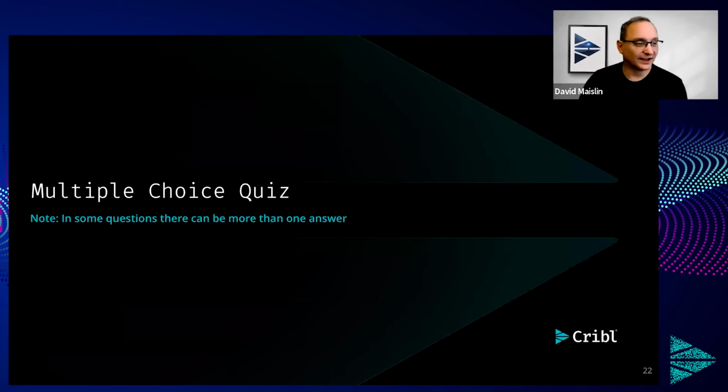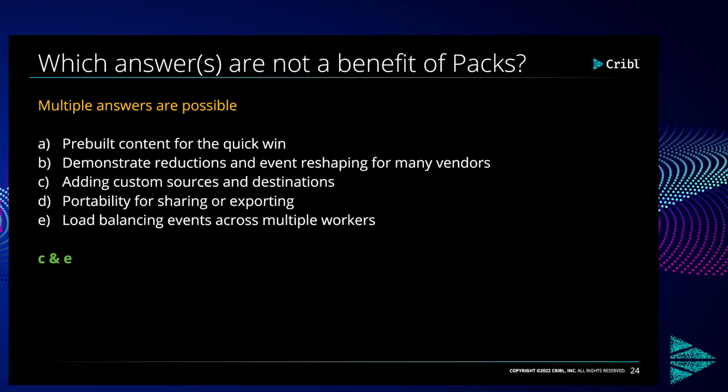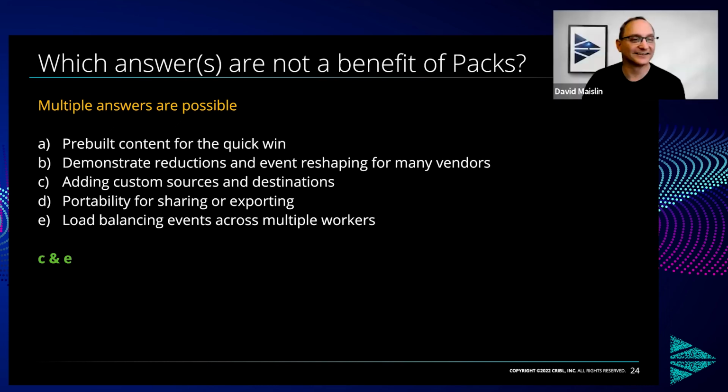Let's go through, and feel free to post your answers in the chat. Which answers are not a benefit of packs? Anyone going to post a chat? If not, I'll just continue. C, adding custom sources and destinations. C and E, I like this. Now we got a lot of answers, C and E. Okay, let's take a look at the answer. C and E, Holly wins the prize.